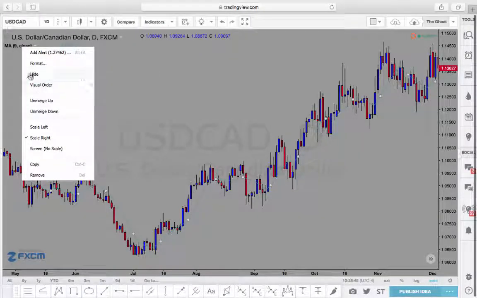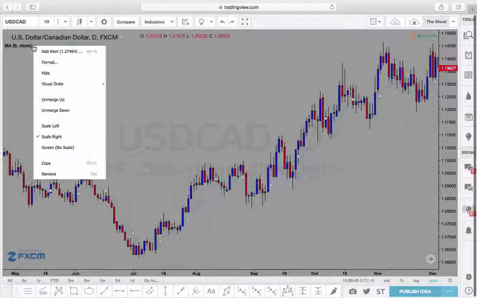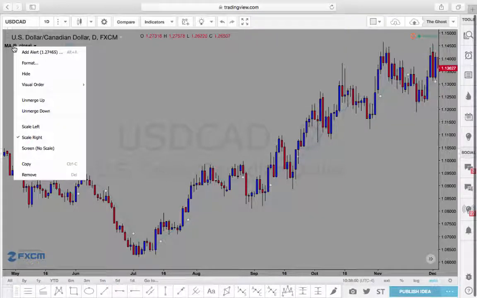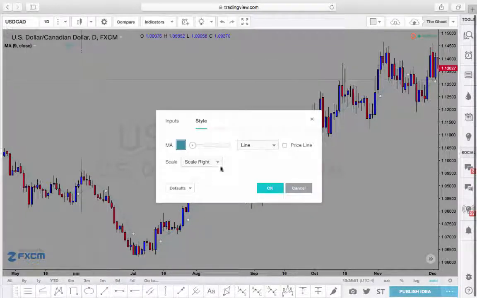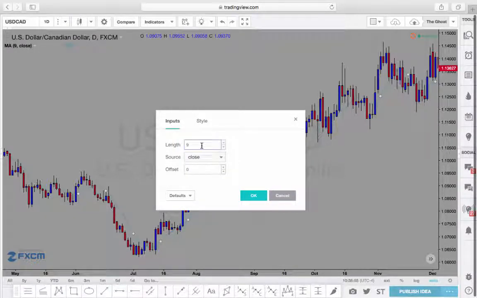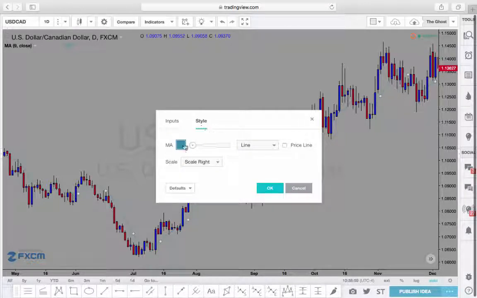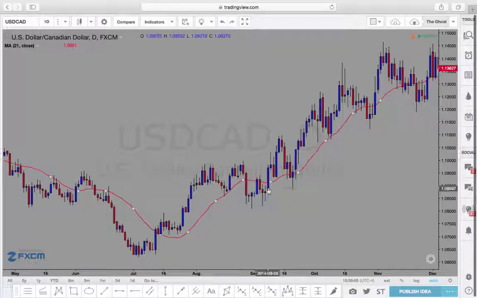And you're going to, if I can get this right, format it. There we go. Input. Your simple moving average, SMA, is going to be 21. Why? Because this is the slow one. This is the one that moves the slowest. This one's going to be red. Going to leave it. Okay.